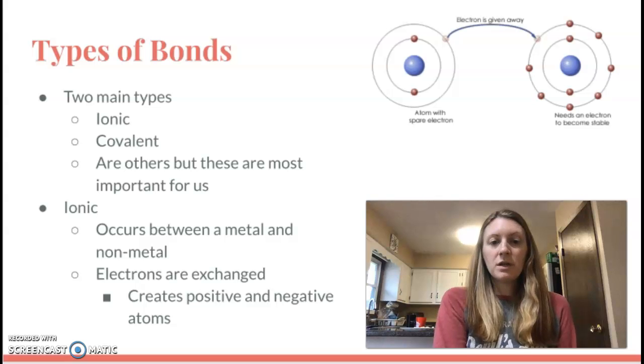An ionic bond will occur between a metal and a nonmetal. This is where electrons are actually exchanged.